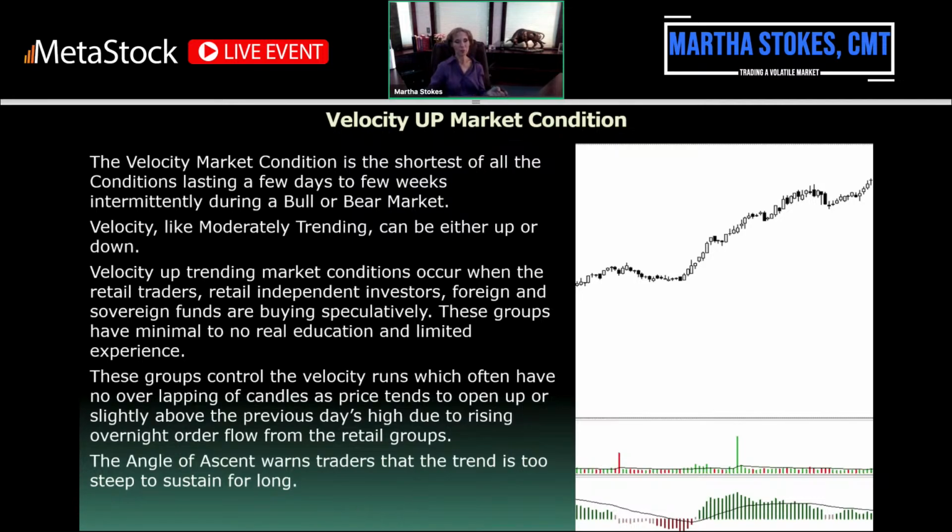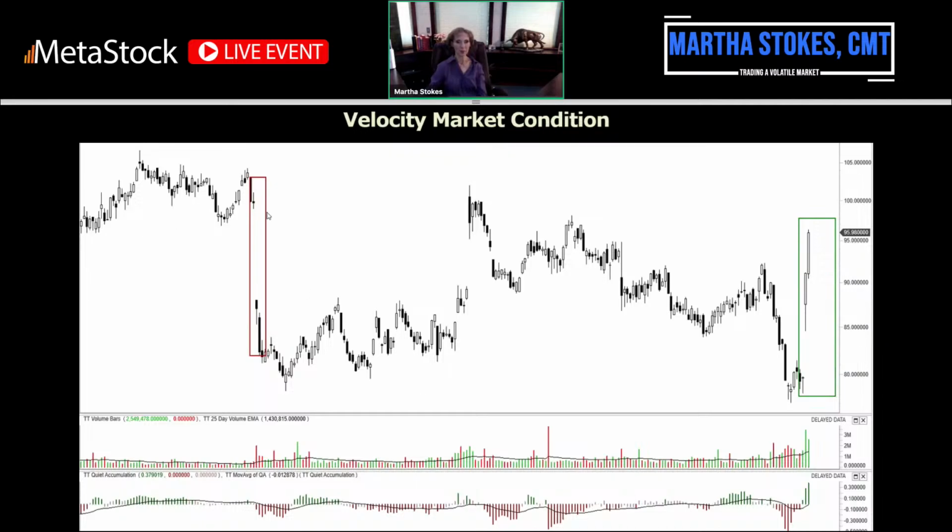The angle of ascent warns traders that the trend is too steep to sustain. Physics, guys, physics. If the run is vertical like this and it's going up and up and up, it's going to go down really fast at some point. So watch what the pros are doing and get out when they do. Professionals always sell with great care, creating tiny resting day or profit-taking day candles that do not move price down much at all. So this is a velocity market down, and this is a velocity up.